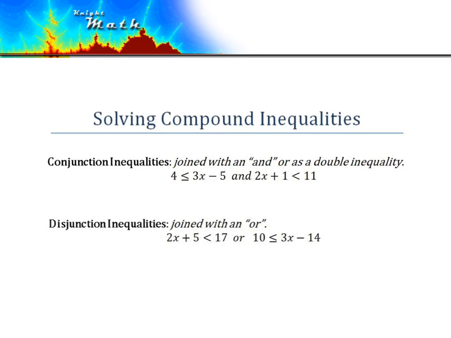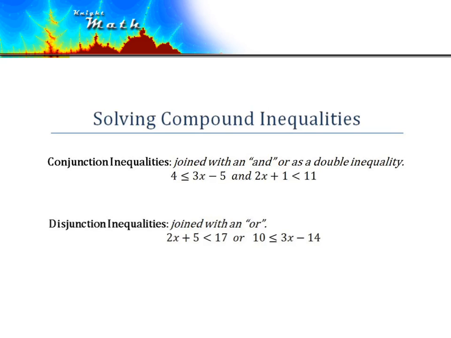In this video, we're going to take a look at solving compound inequalities. We have two types of compound inequalities. We have conjunction inequalities, and these are ones that are joined by the word and. That means that both of these things must be true to find an x value that is a solution.